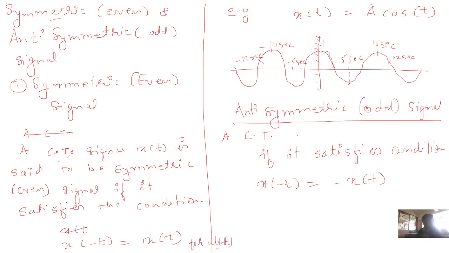Okay, so what is going to happen? The values will be the same, right? But what happens over here is that for x of minus t it is going to be minus values. An example of this is x of t is equal to a sine of t. Okay, so this is the example of antisymmetric.